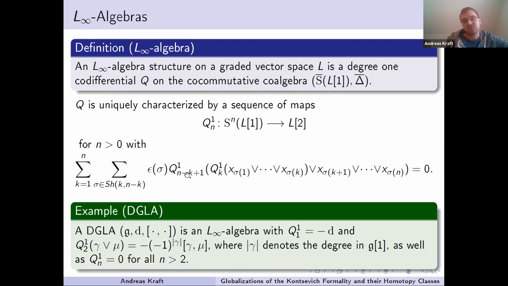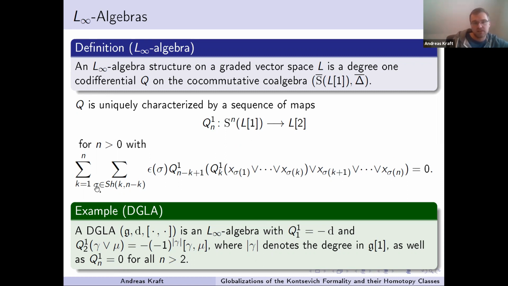algebras. So let's check that DGLAs are really in the setting. And well, this is quite easy. We have just two structure maps. The first one here, the q11, is just the differential with a minus sign. And well, the second one is just the Lie bracket with some weird sign. And the sign comes from this shift here, basically. And the higher brackets are 0.